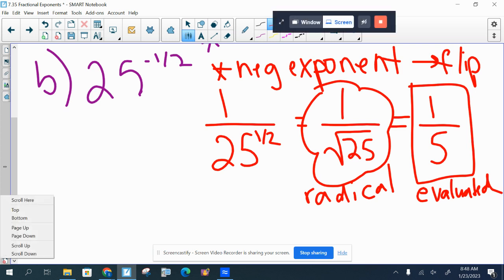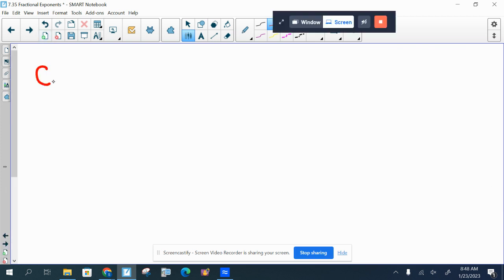The step before that is just getting rid of the negative exponent, because you can't have negative exponents. Okay, let's try part C. So 9 to the 5/2.